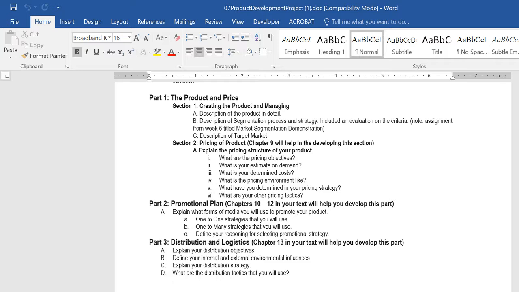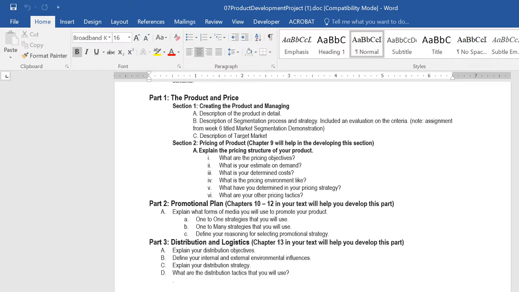You're going to see that there are going to be chapters, and these I don't believe have been updated, obviously, either. So I'm going to have to go in and make sure that those have been updated, that coincide with the chapters that we're working on for that particular week. So we've talked about product development this week. You're going to be working on creating that product and managing that product this week.